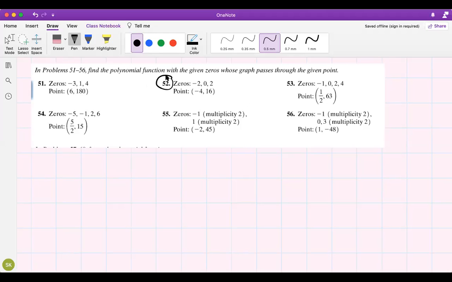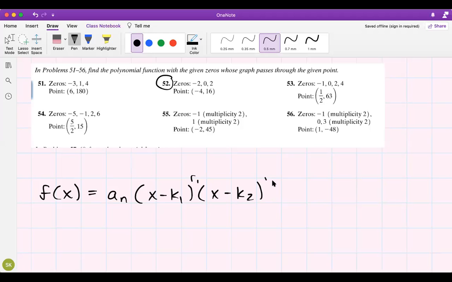So if these are the only zeros, this function is going to look like this: a(n) times (x minus k1) to the r1, times (x minus k2) to the r2, times (x minus k3) to the r3, where k1, k2, and k3 are these zeros that we have. And this r1, r2, and r3, well, they don't tell us what the multiplicity is for each one of these.